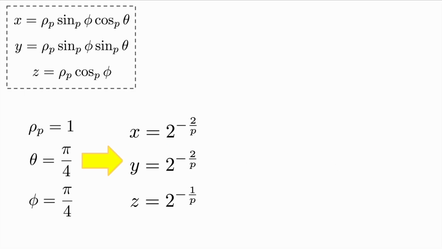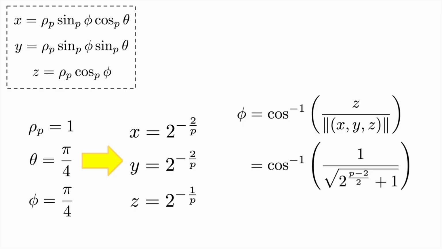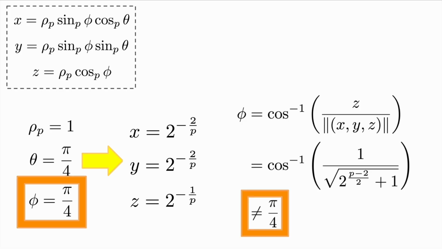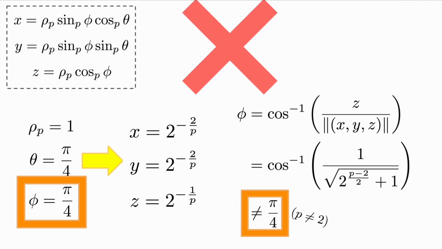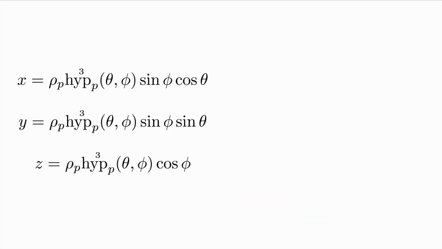If we take the position where rho base p is 1, theta is pi over 4, and phi is pi over 4, and apply the formula for phi, we don't get that phi is pi over 4, unless p equals 2, of course. So these coordinates don't work the way we want them to. Then these must be our Sphubical coordinates. But while we're here, why don't we go an arbitrary and finite amount of steps further?